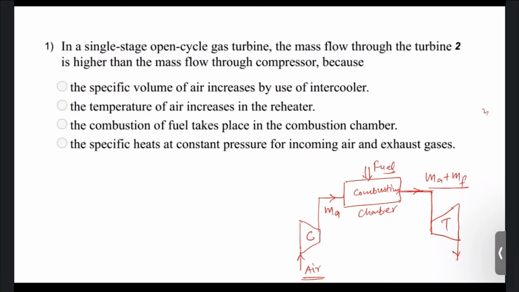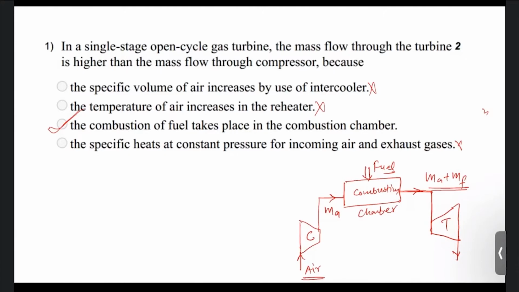The specific volume of air increases by use of intercoolers, so that doesn't change the mass flow rate. The temperature of air increases in the reheater, that also doesn't have any effect on mass flow rate. The combustion of the fuel takes place in the combustion chamber. Yes, so in the combustion chamber, combustion of fuel takes place plus fuel is also added, so the mass flow rate is higher in the turbine. And the specific heat at constant pressure also doesn't have any effect on this. Okay, yeah, so any doubt here?